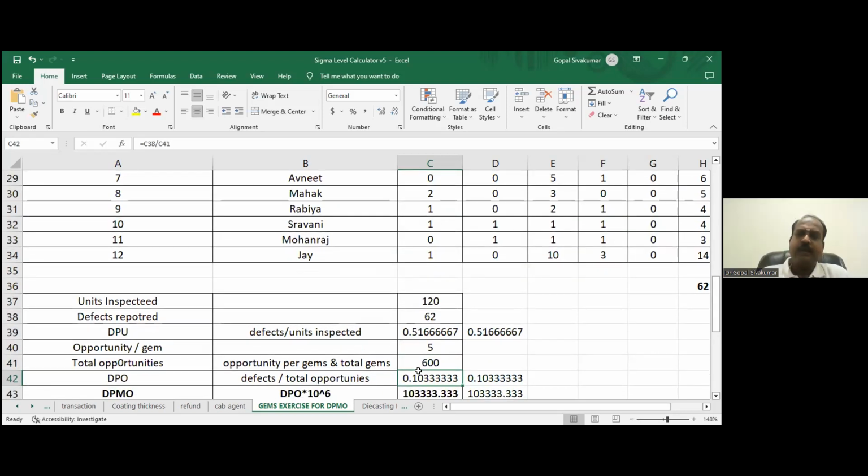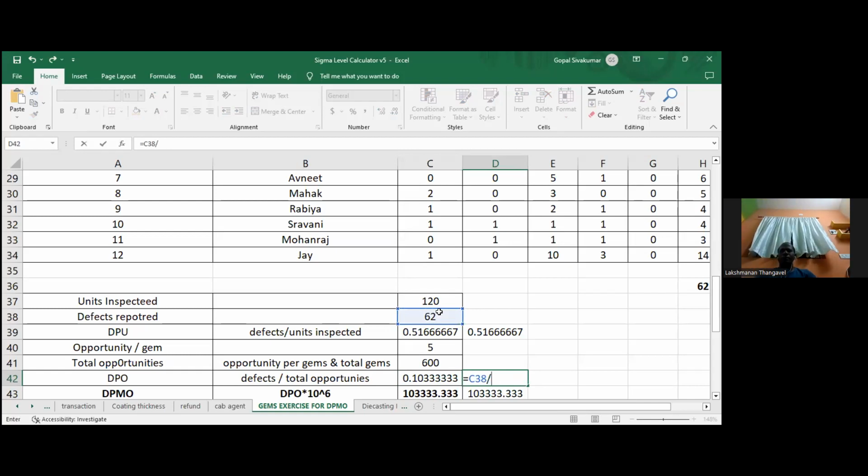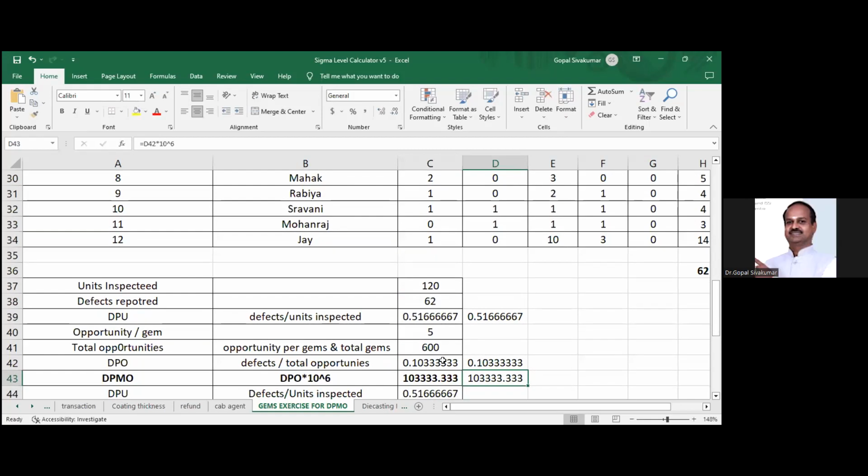Now, I want you to calculate defects per opportunity. Again, it is a question with an answer. Defects, how many? 62. What is the total opportunity? 600. Beautiful. 62 divided by 600. DPO is 0.1033. Hope all of you understand. DPO.